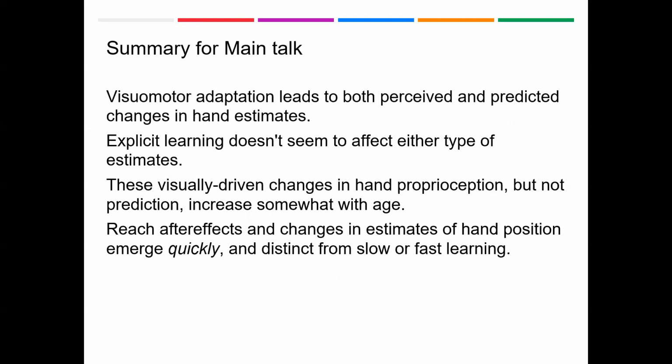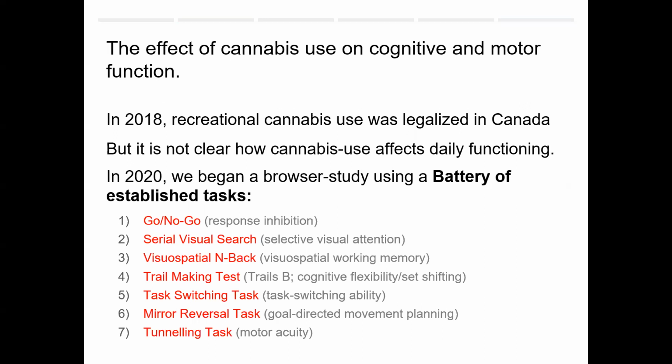Okay, so I'm going to do my last little research program that we were doing during lockdown, because we could do it during lockdown, and it's actually looking at the effect of cannabis use on cognitive and motor function. And actually, this is a project that we proposed and even got some funding to do prior to lockdown, but we had to carry it out during lockdown. And of course, it's inspired by the fact that in 2018, recreational cannabis use was legalized in Canada. Yay, way to go, Canada.